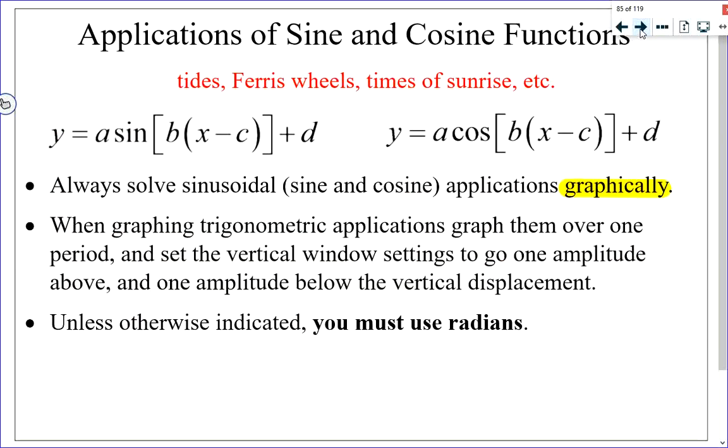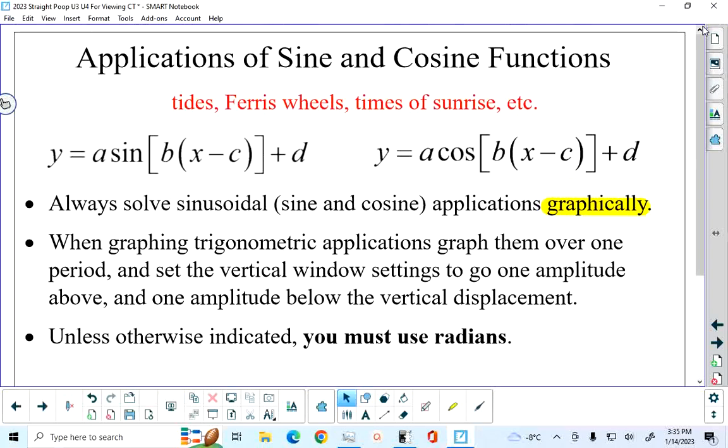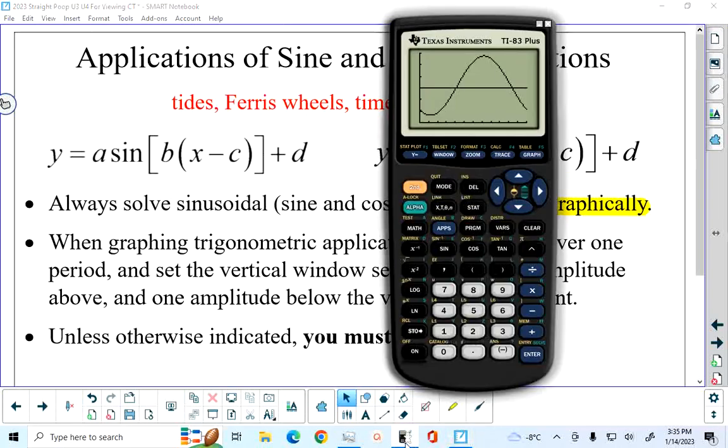You must be in radians. I'll quickly show you something here. If I were to do this and my calculator was in degrees and I wasn't aware of it, I either get nothing, or in this case I get what looks like a horizontal line. And that can be very disconcerting to a student. There's my y equals 15, by the way, which I'll just get rid of.